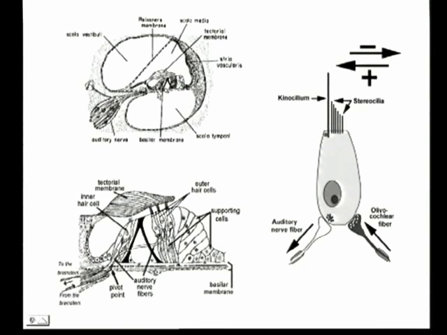Now, if we take a cross section here, we can see the scala vestibuli. Now, don't forget what's going to move this fluid, the oval window. Then we have Reissner's membrane. Then we have scala media, or the cochlear duct. Then we have scala tympani down here, and the fluid here is going to move the round window. Don't forget that. Here are some of your eighth nerve fibers.